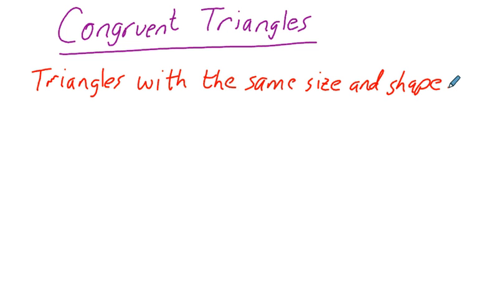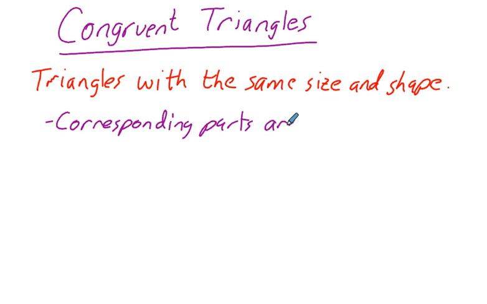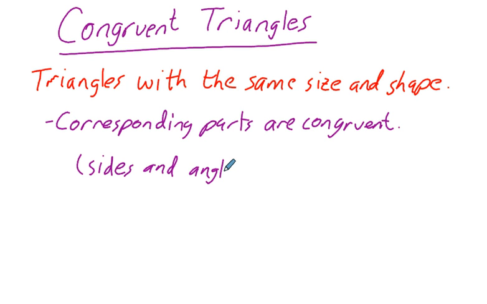So to expand on that, this means that corresponding parts of those triangles are congruent. So in other words, sides and angles are congruent. Corresponding sides and corresponding angles. All right.